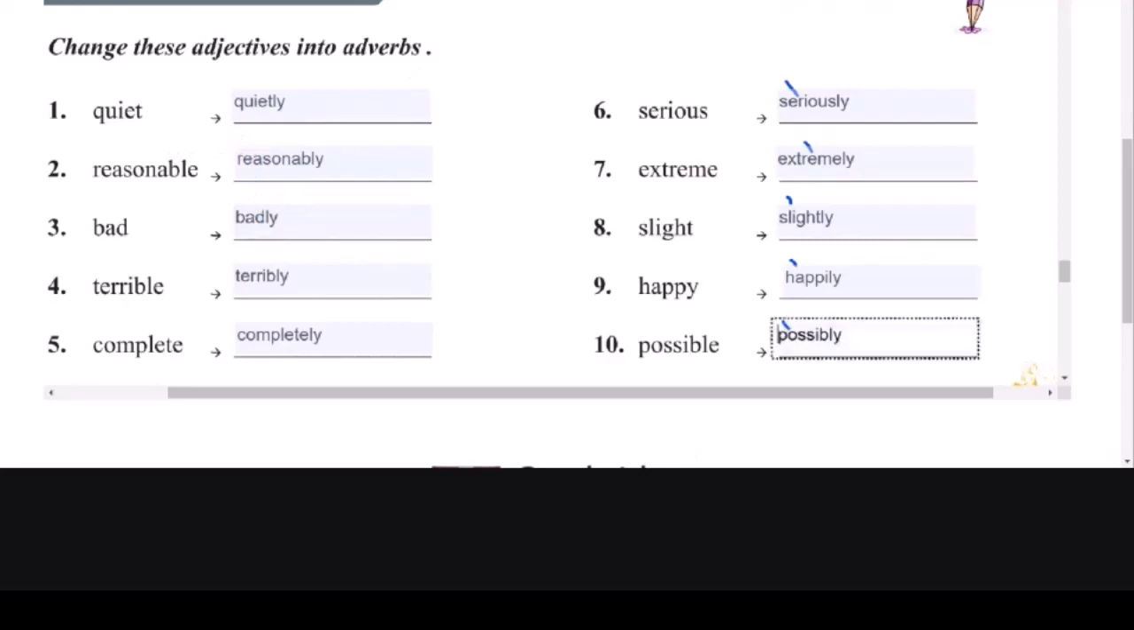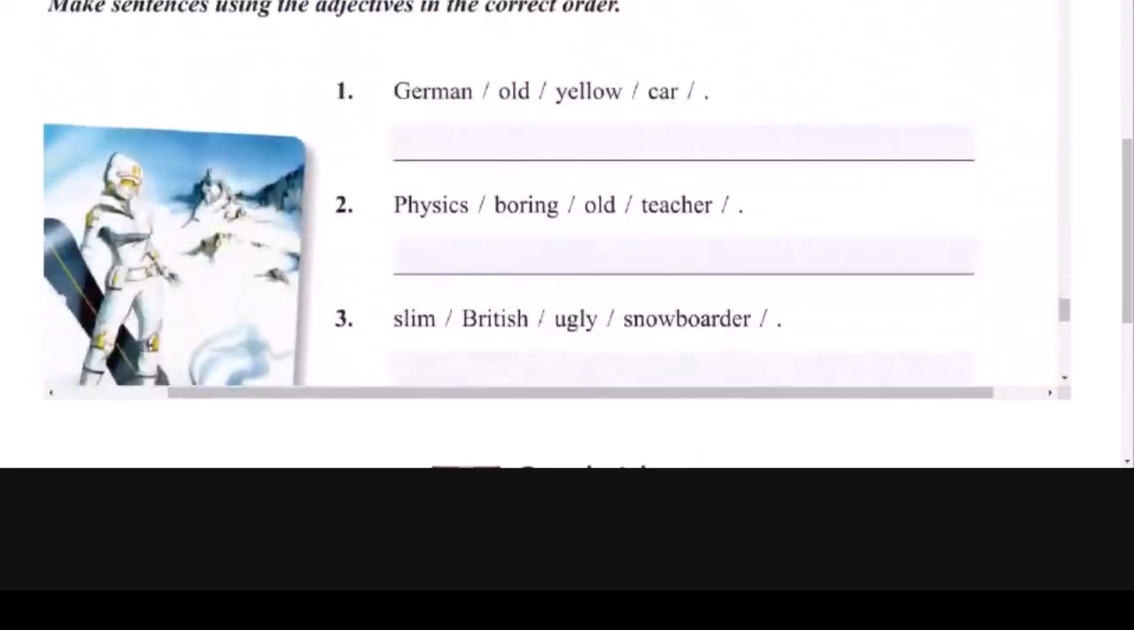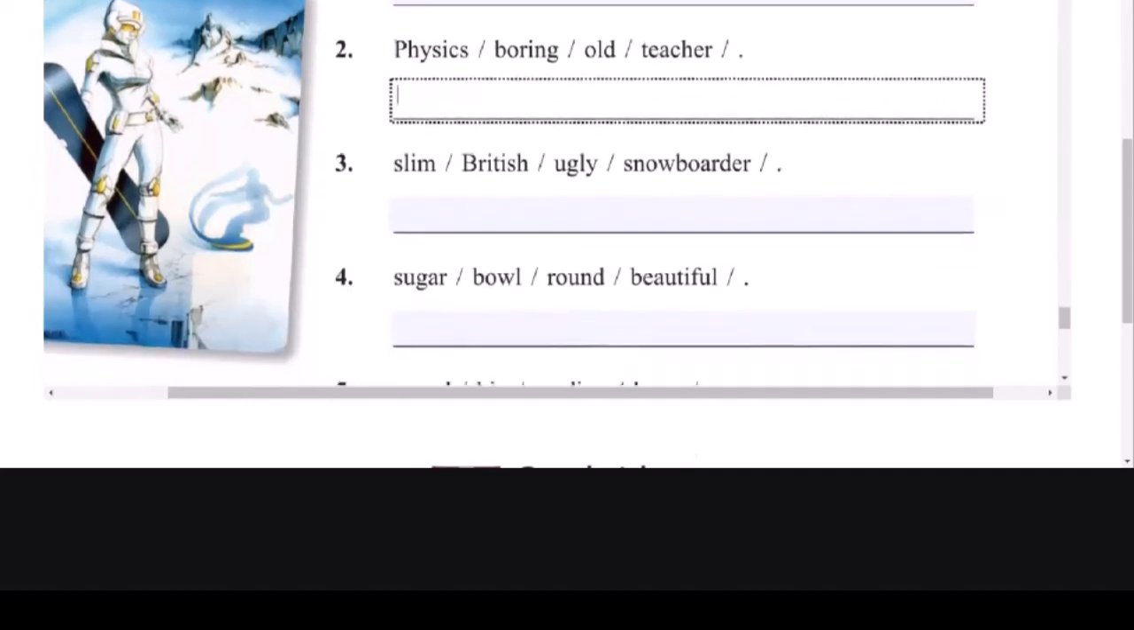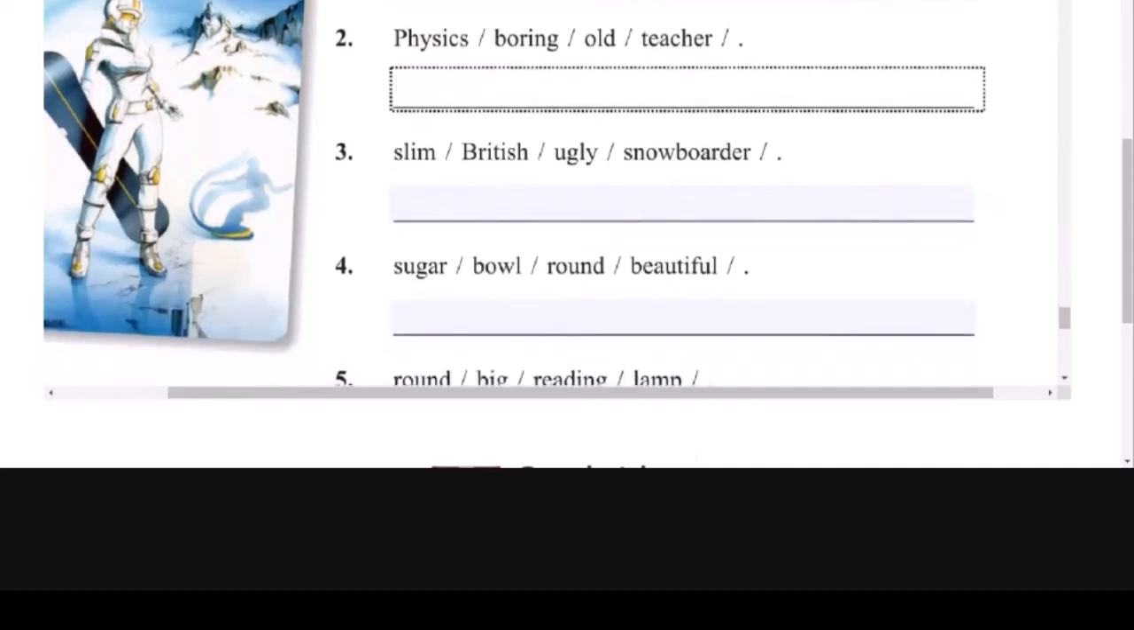What else do we have? I think there's time for this, but we could do these. These are not so bad. So what would be the order? Old yellow German car. No, boring old physics teacher.